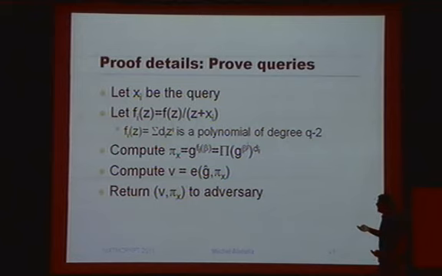Then to compute v, we simply compute e of g hat and the proof. And this will actually be a correct value because this is how the check works, to check that this value is correct. This is going to be exactly the check that is done by the verification algorithm. And to check that this is correct is just by construction. We actually define it properly. We computed the right value.